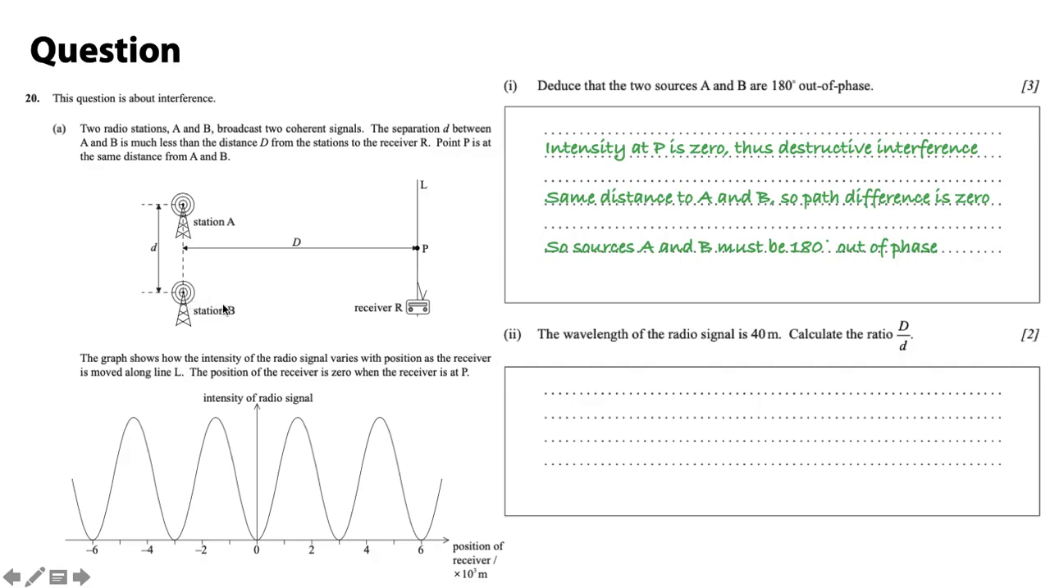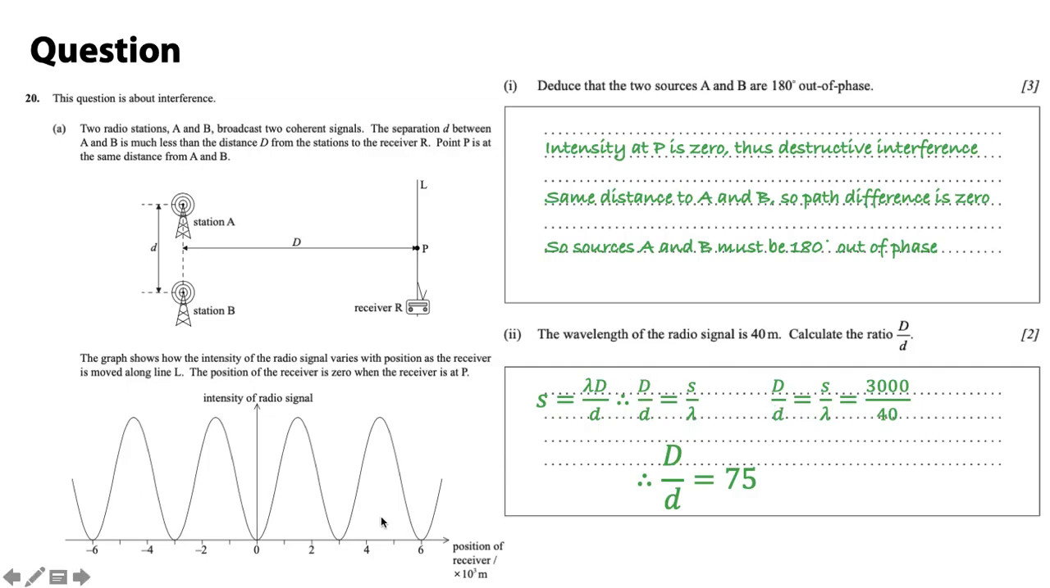The second part says that the wavelength of a radio signal is 40 meters. Calculate the ratio big D over little d. Again, it's really up to you to say, hey, I recognize that. It's that equation that's in the data booklet. The equation in the data booklet is S equals lambda big D over little d, rearranged to give you big D over little d, which is what you're looking for, equals S over lambda. Then you just got to plug in the information from the question.